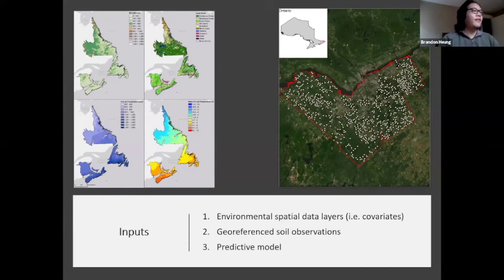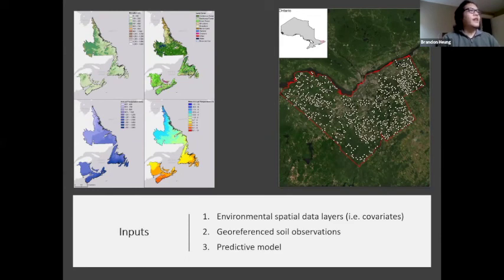So for example, in the left-hand panel, I have a series of layers that show elevation, land cover, annual precipitation, and mean annual temperature. And overall, these data sets are really easy to come by and easy to access. Furthermore, they're becoming increasingly available due to technological advances in remote sensing. New satellites that are equipped with better sensors can acquire data at higher levels of detail and at greater frequencies. And the ability to frequently capture data is going to be key to monitoring changes in soil. So in short, environmental data is becoming increasingly available and is relatively easy to acquire.